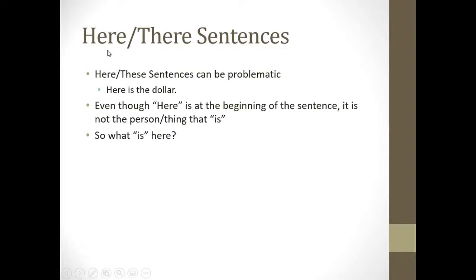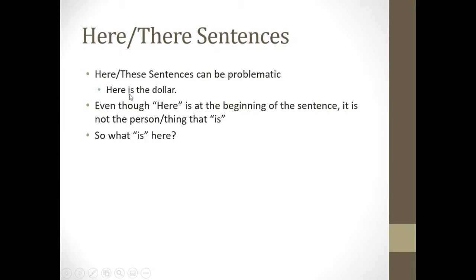Okay. Here and there sentences. I'll just go ahead and reiterate for you. Here and there are never the subject of the sentence. There's one exception we can talk about later, and that's literally if you're talking about the words here and there. But generally speaking, here and there are never going to be the subject of the sentence. Here is the dollar. What's the verb? Is.